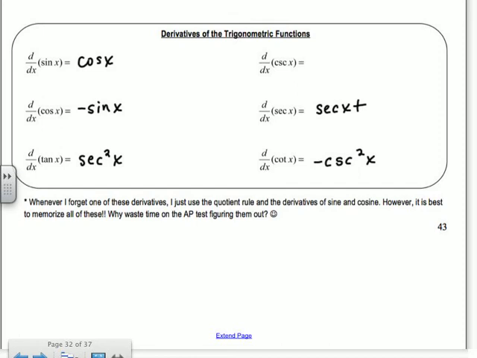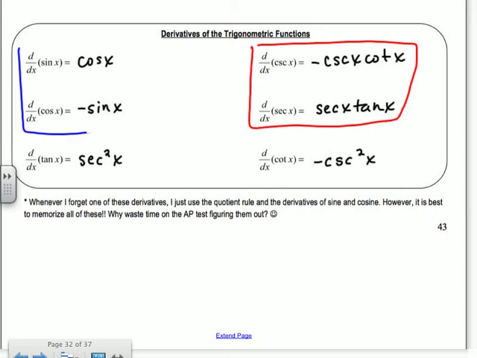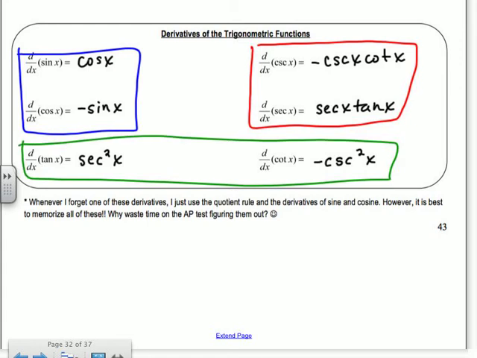Secant, well, I guess those aren't the three you need to know. Secant is secant x tangent x. And cosecant is negative cosecant x cotangent x. So let's look at these two in particular. These two in particular. And these two. Do you see a pattern?